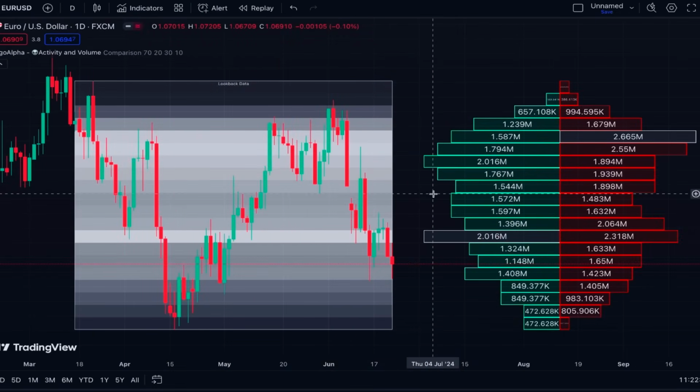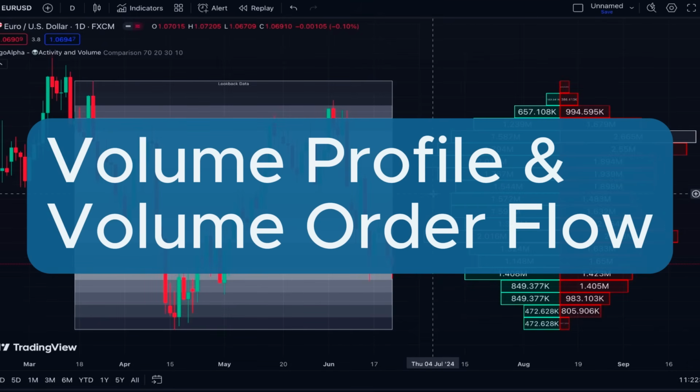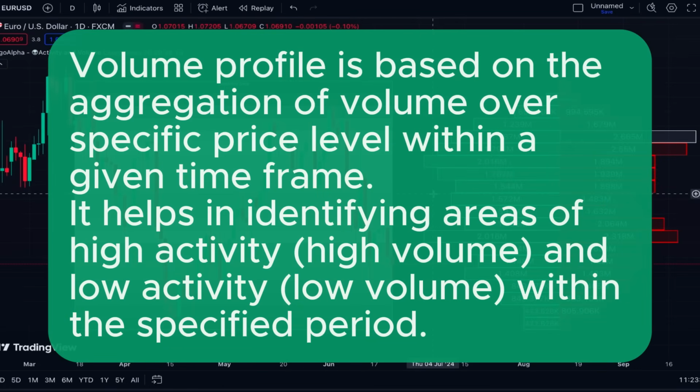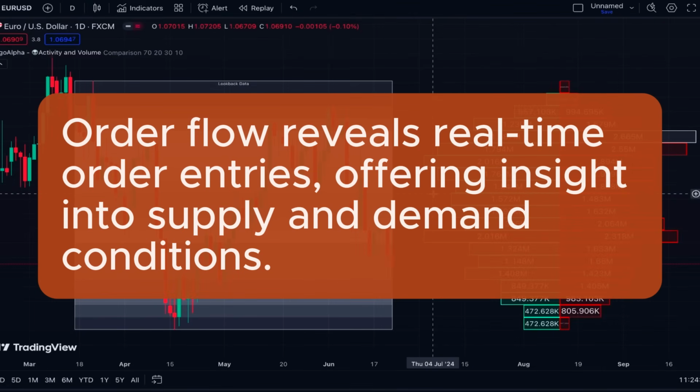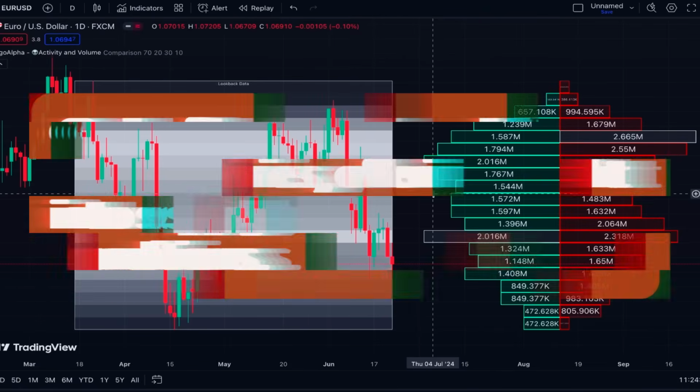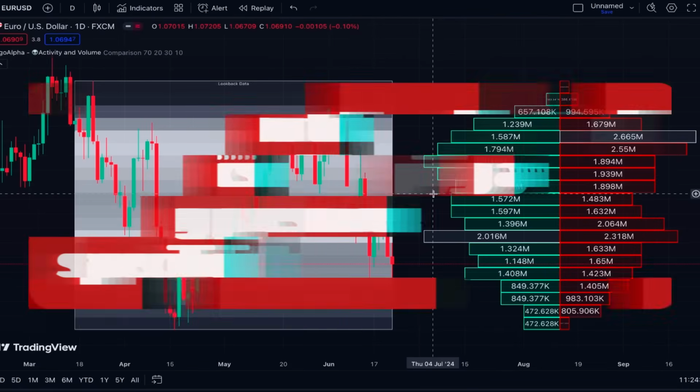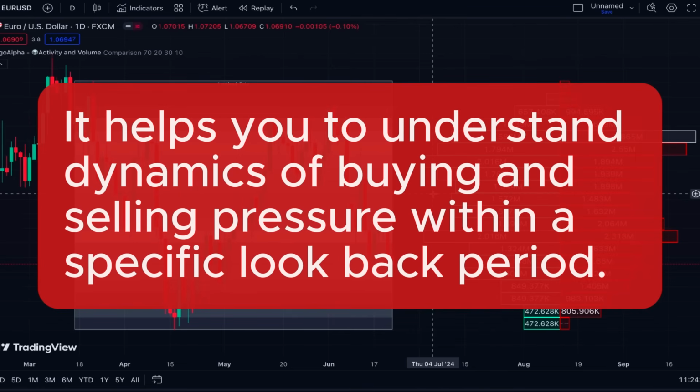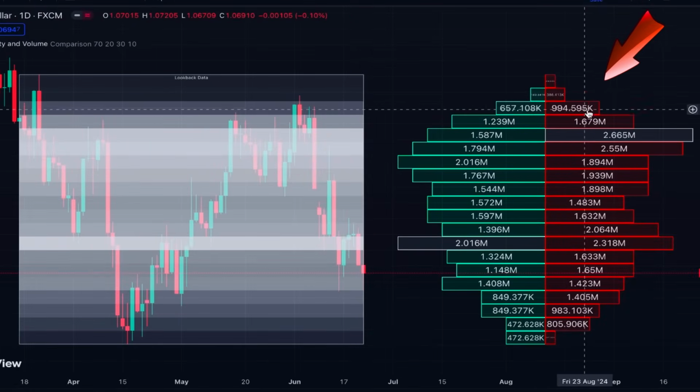As the name is indicating, this is about volume profile and volume order flow. Volume profile is based on the aggregation of volume over specific price levels within a given time frame. It helps in identifying areas of high activity and low activity within the specified period, and in contrast, order flow shows real-time order entries, offering insight into supply and demand conditions. So this indicator is a versatile tool that helps you to understand dynamics of buying and selling pressure within a specific look-back period. As you can see here, we have two-sided horizontal bars which are for different price ranges.